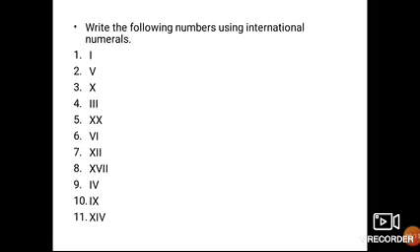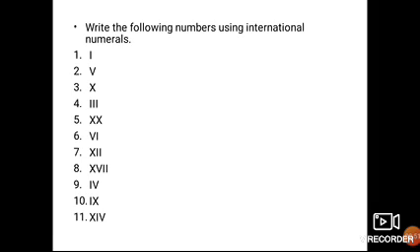Write the following number using international number. So here they have given you Roman number and we have to write the exact number for that. See the first three examples: I, V, X. They explain the first rule. What was that? Yes, I always represents 1, V represents 5 and X represents 10. Then see the fourth example.